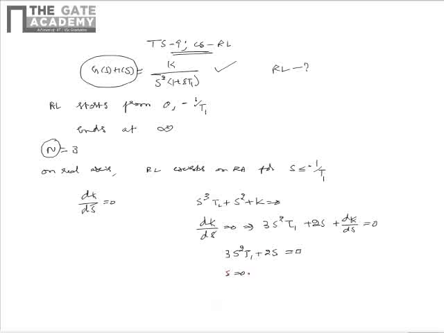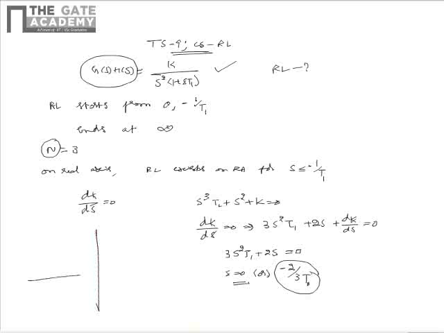From this we can say that s is equal to 0 or minus 2 divided by 3T1. And from the given plot we see that the root locus may not exist at the point minus 2 by 3T1, hence 0 is a valid breakaway point for the root locus.